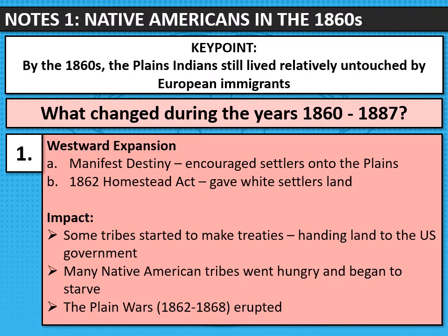And B, we also know that in 1862 the Homestead Act was enacted by the US government, and 20,000 white settlers were given land on the plains to encourage people to move there. The impact of this is that some tribes started to make treaties. They handed land to the US government, recognizing that they could not stop this, particularly because the US Army and their weaponry could not be fought against. Many Native Americans started to go hungry and began to starve on these reservations that were created because they were not able to access food as they usually could. And so from 1862 to 1868 there are a series of conflicts known as the Plains Wars between Native Americans and the US Army at this time as these plains are settled.